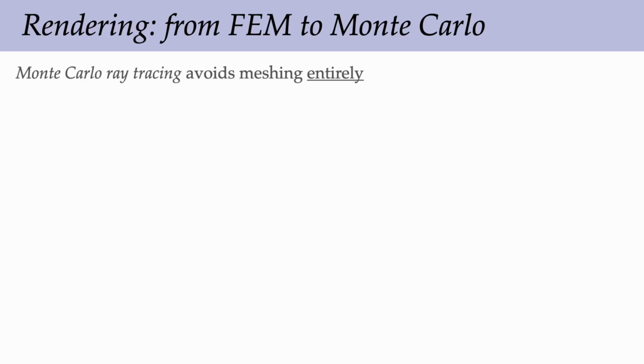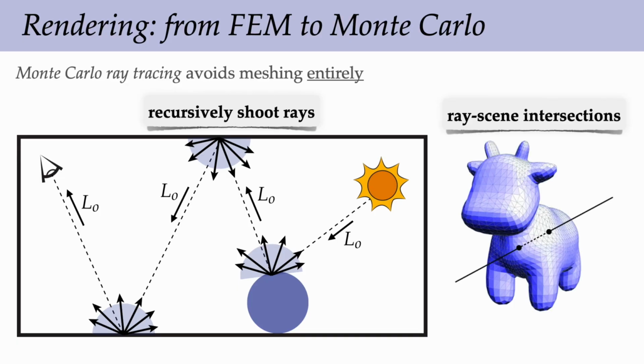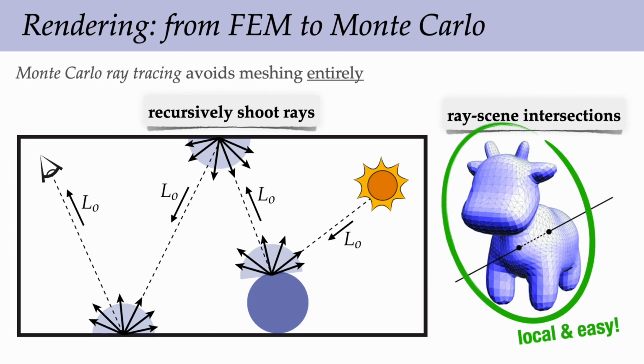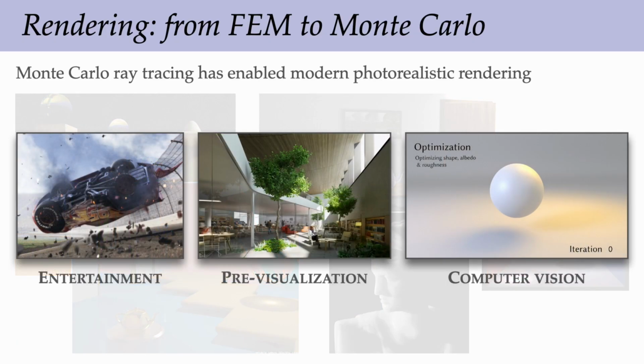Instead, the rendering community moved away from finite element methods and toward Monte Carlo methods where you recursively shoot rays that bounce around the scene. And so now instead of meshing, you just have to compute where a ray pierces the domain boundary, which is way easier to do. Beyond just being a beautiful idea, the shift to Monte Carlo methods really enabled modern photorealistic rendering and has had a major impact on industries like entertainment and industrial design, and these days, computer vision, where we're seeing leaps and bounds in the ability to reconstruct 3D objects from photographs.